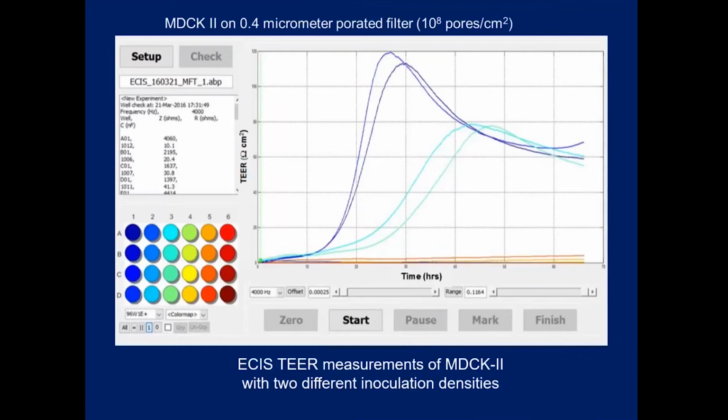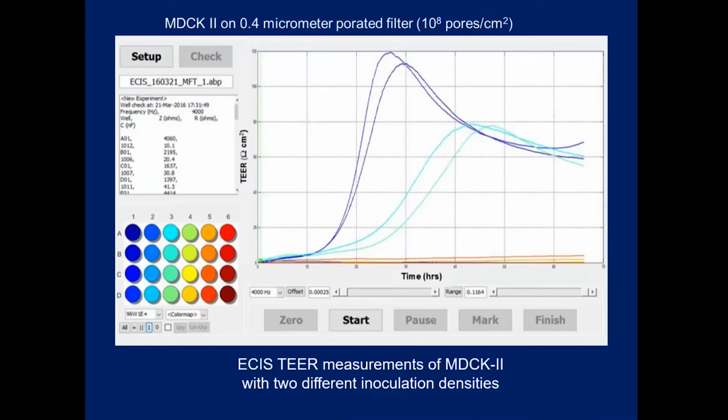2 of them have been inoculated with very heavy inocula of MDCK cells, 2 with weaker inoculations. We see this traditional peak, which is seen with these cells before the final barrier function of about 60 or 70 ohm centimeters squared is achieved. And the bottom traces are where we simply have filters with just medium on them, no cell layer.